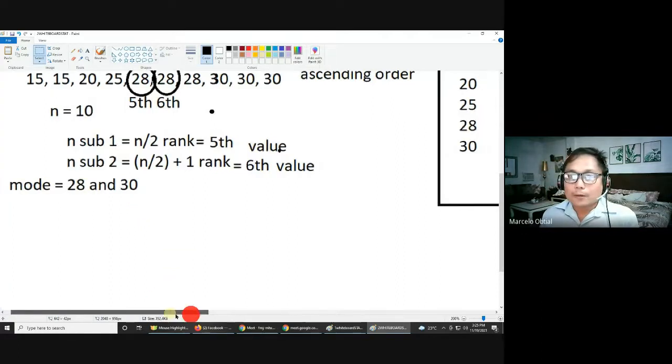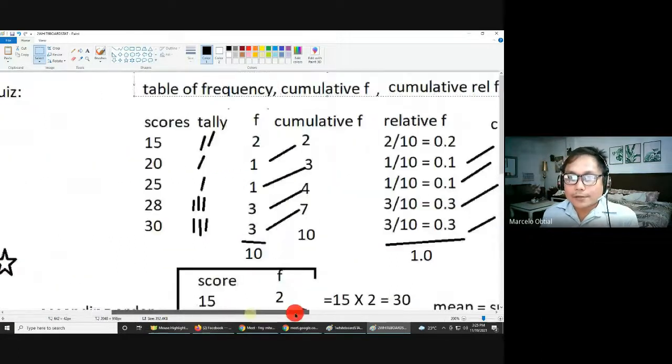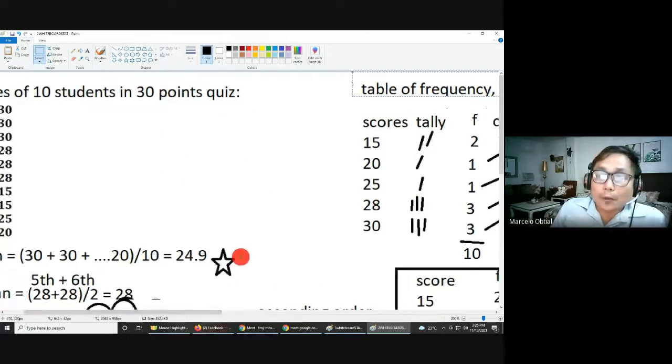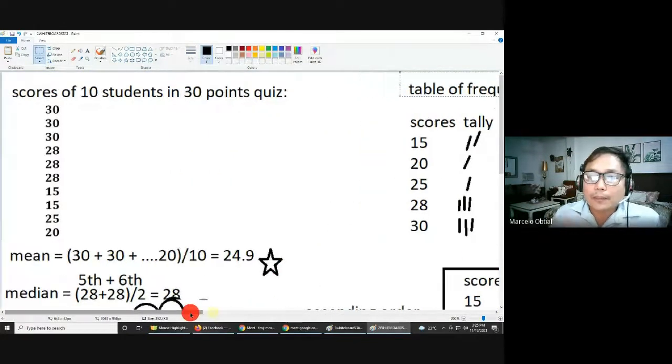Now, let us construct these tables, because you can divide the data this way. This is called the table of frequency, up to here only, 1, 2, 3. Then you can add the table of cumulative frequency, 1, 2, 3, 4. Now, this is ungrouped data. You can just enumerate the scores at the side, all of them, without grouping them: 15, 20, 25, 28, 30. Those are the scores I gathered from the 10 students.